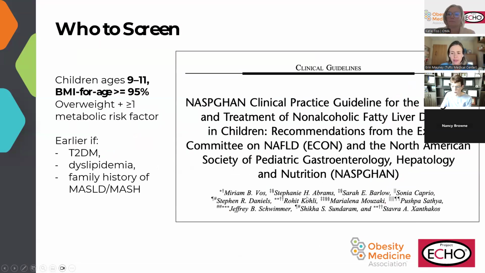So who to screen? I think that most people on this call are generalists. I'm not sure if that's true or not, but this is more for the generalists who should be getting these screening labs. This is the consensus guidelines from NASPGHAN, who have this publicly available clinical guideline that I definitely recommend if you have interest in the area. And also the AASLD just put out a similar clinical guideline. But in general, children who are ages 9 to 11 and have a BMI for age of greater than 95%, aka overweight or obese, plus or minus one metabolic risk factor.